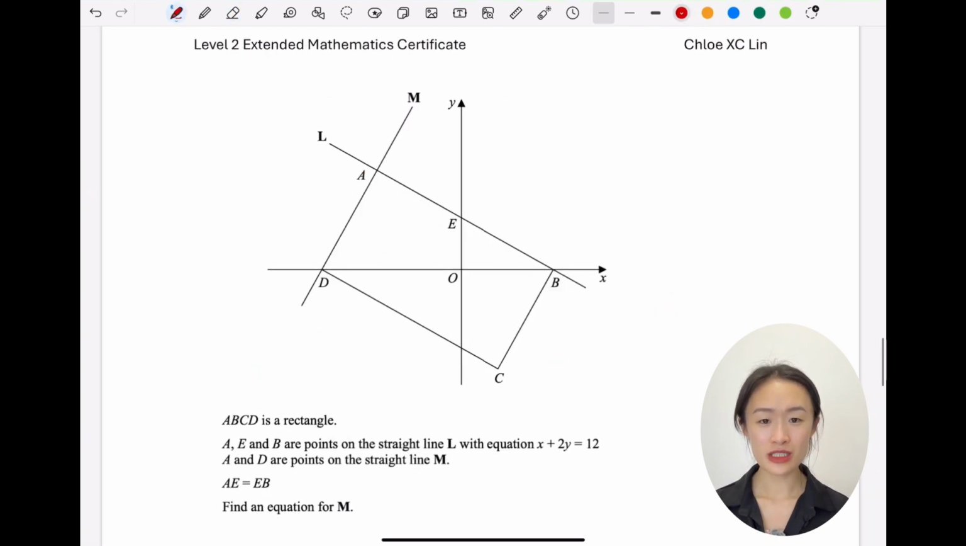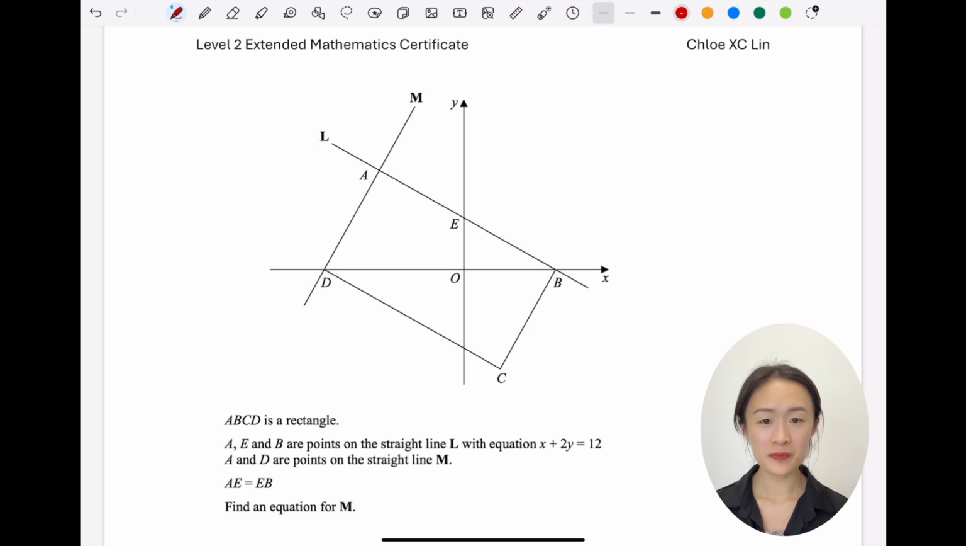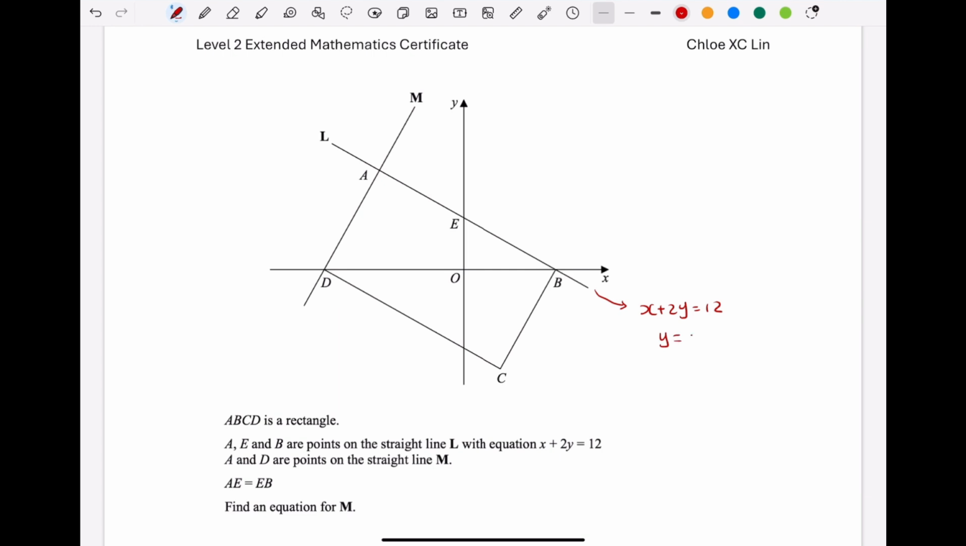Moving on to the next question. We are given a picture here. Let's read through the question and see what information we are given. We know that ABCD is a right angle. Therefore, we know that these angles are 90 degrees, which means the sides are perpendicular to each other, and therefore we know their gradients should be negative reciprocals. A, E, B are on line L, and the line L has the equation x plus 2y equals 12. So by rearranging the equation to make y the subject, we can see that the y-intercept is 0, 6.